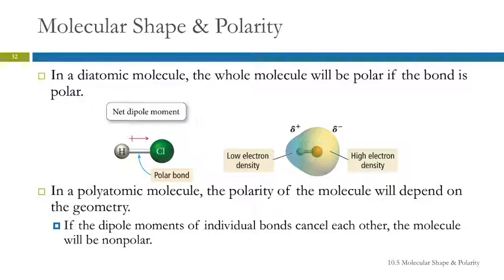Dipole moments actually are vectors. Vectors have a magnitude and a direction, and you can add vectors together. Vectors can add up to 0, or they can add up to something other than 0. Sometimes in a polyatomic molecule, you have all polar bonds, but because they are aligned in a very symmetrical way, there's no net dipole in the molecule, and the molecule itself is nonpolar.